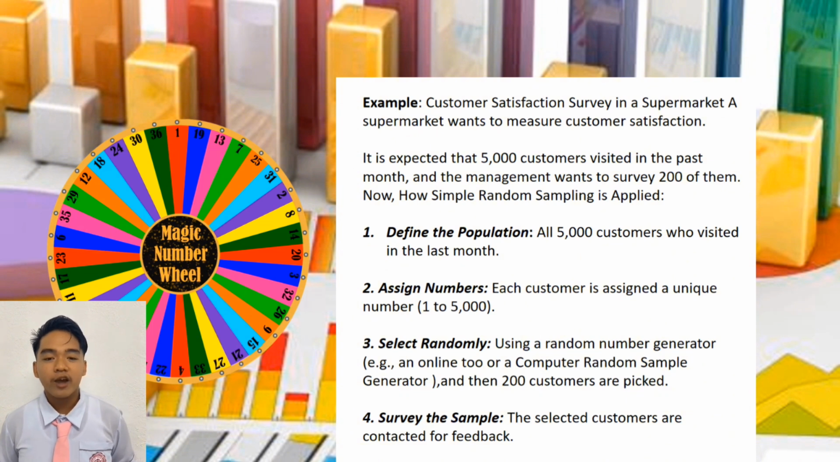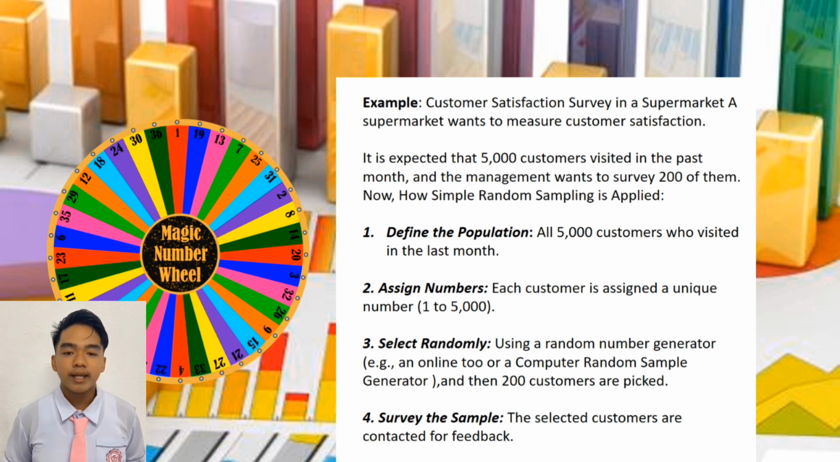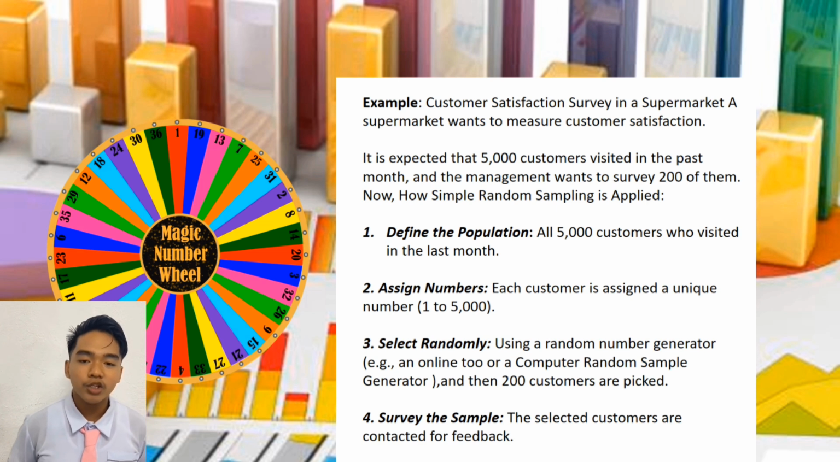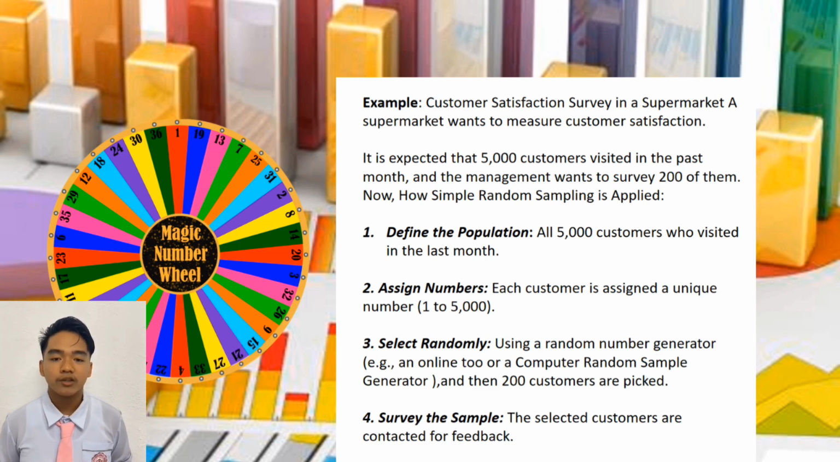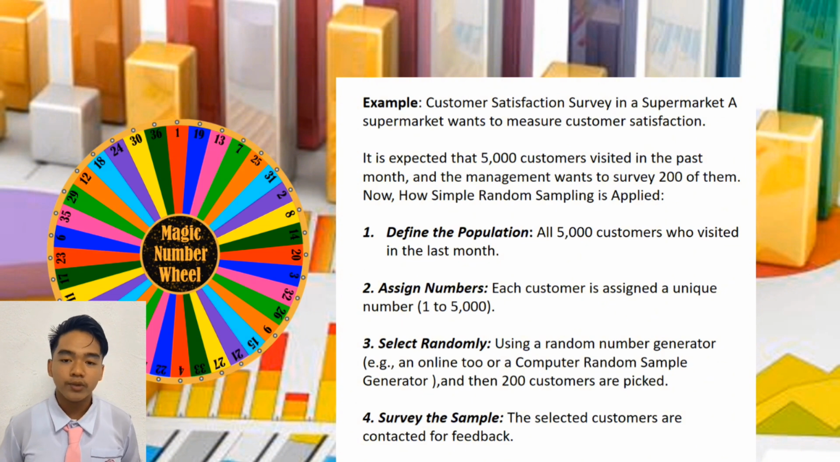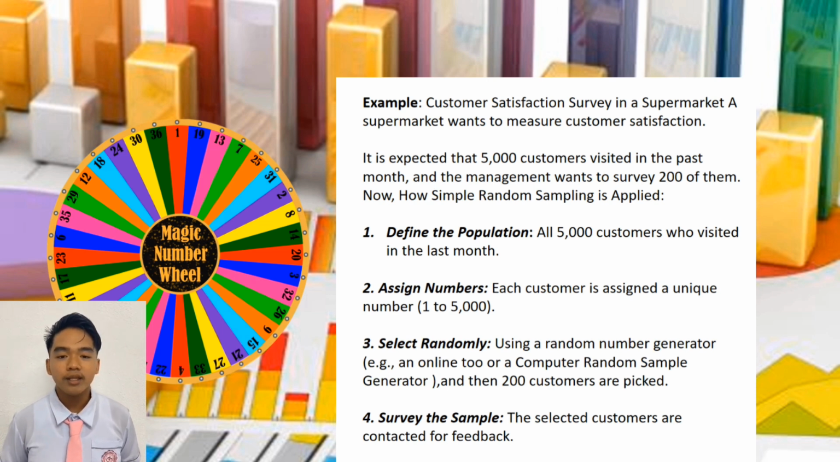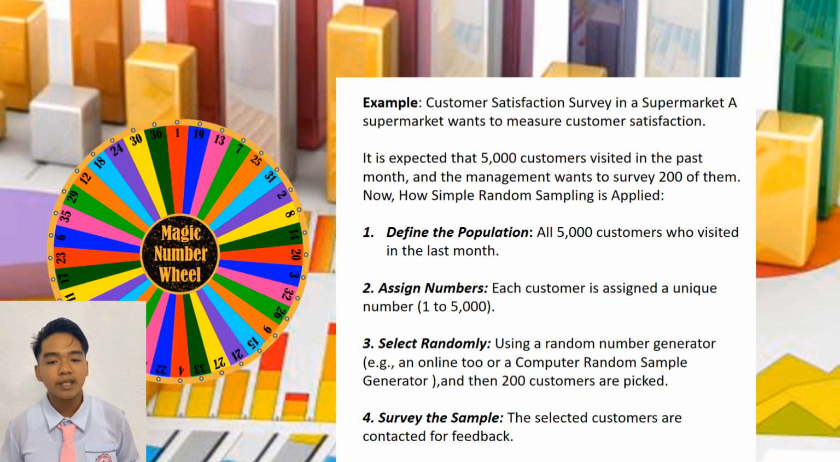First, we define the population, which is the 5,000 customers who visited in the last month. Second, we assign numbers, where each customer is assigned a unique number from 1 to 5,000. Third, we select randomly using a random number generator, for example an online tool or a computer random sample generator on a website. Then 200 customers will be picked. Lastly, fourth, survey the sample. The selected 200 customers are going to be contacted for feedback.